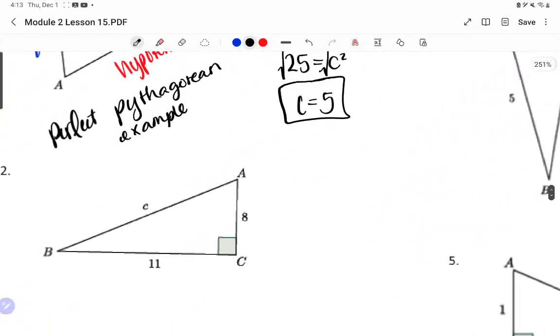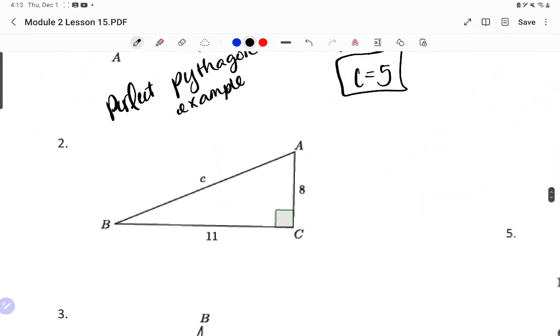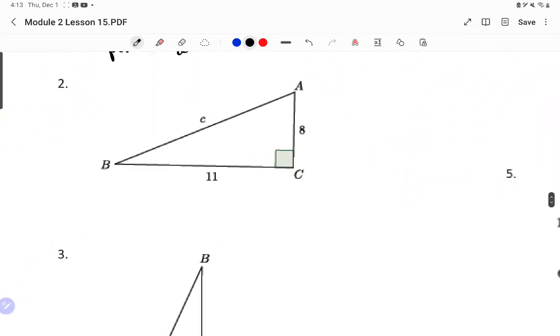All right, so now let's move on down to number 2. All right, so we have this right triangle right here. So I want you on your own to try to label those parts of the diagram with leg, hypotenuse, and leg for the other one. And it doesn't matter which leg you label as A or B, just as long as you label it. All right, go ahead and get that done.